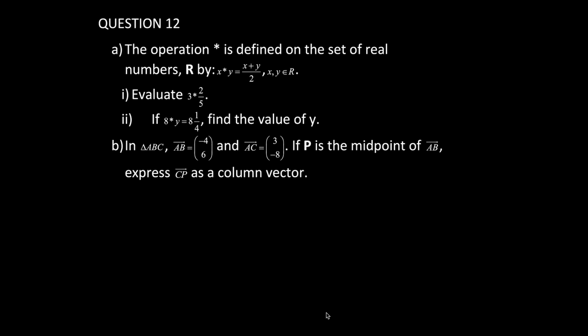So in today's video, we'll be solving question 12 of the 2017 Core Math WASSCE questions. Question 12a. The operation star is defined on the set of real numbers R by x star y is equal to (x plus y) over 2. i. Evaluate 3 star 2 over 5.